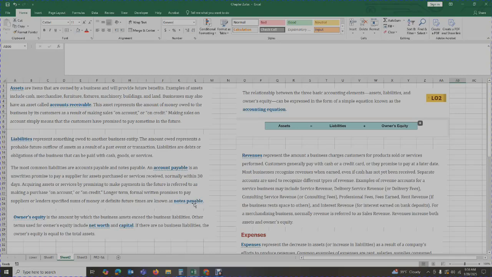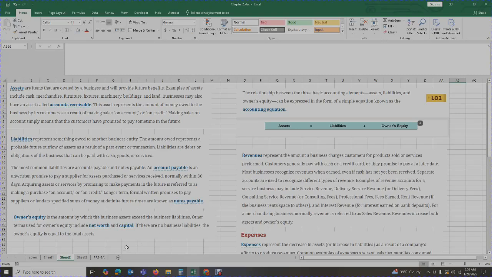The most common of liability accounts is accounts payable. This is an unwritten promise to pay a supplier for assets purchased or services received, and usually these are short term. Usually you have to pay those within 30 days. You also have other types of liabilities. I usually like to tell my students if it has the word payable, it means it's a liability. That can be accounts payable, notes payable, mortgage payable, interest payable, salaries payable. Anything that has the word payable, the word payable triggers that it is a liability.